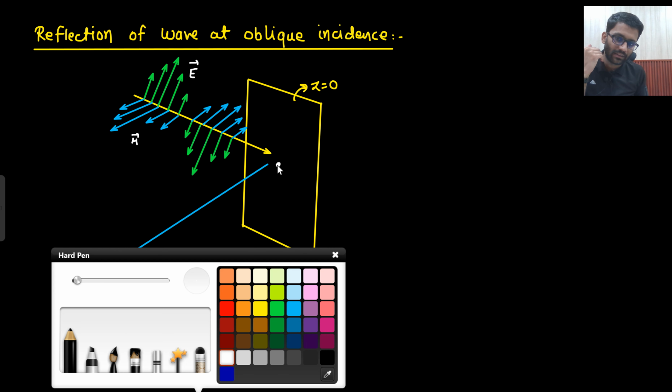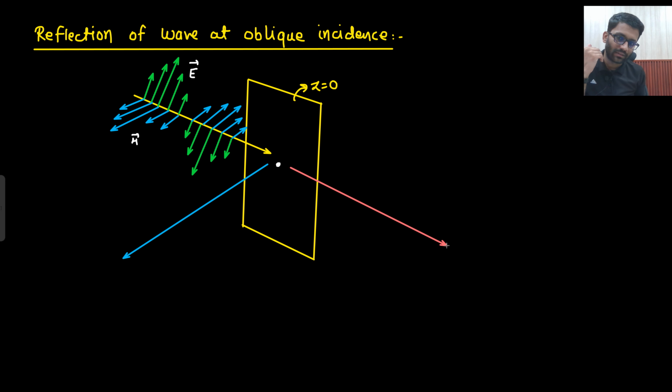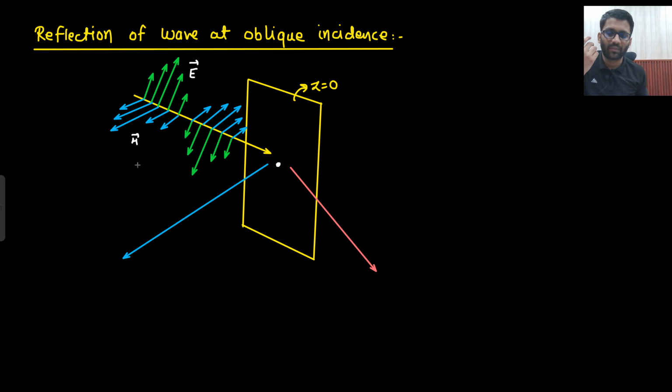Let's just say here it is striking. So now some part will be transmitted. Some part will be transmitted at a different angle. It could be transmitted at the same angle as well. It could be transmitted at a different angle as well. So some part will be transmitted.